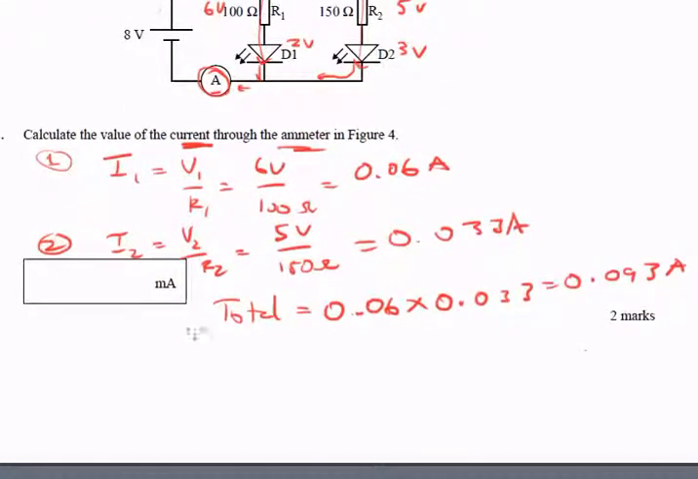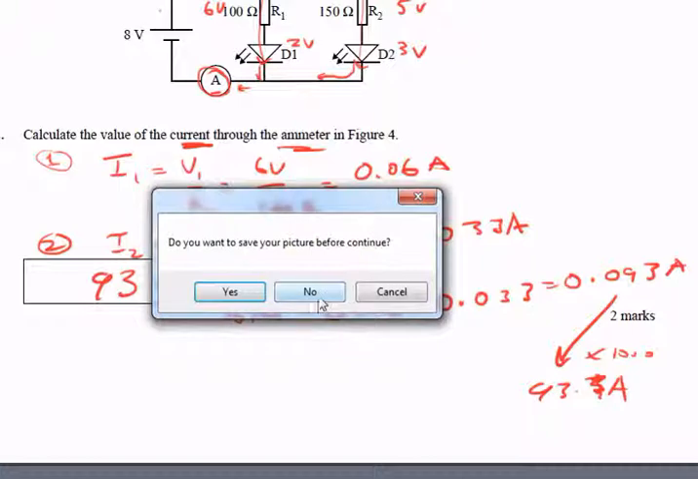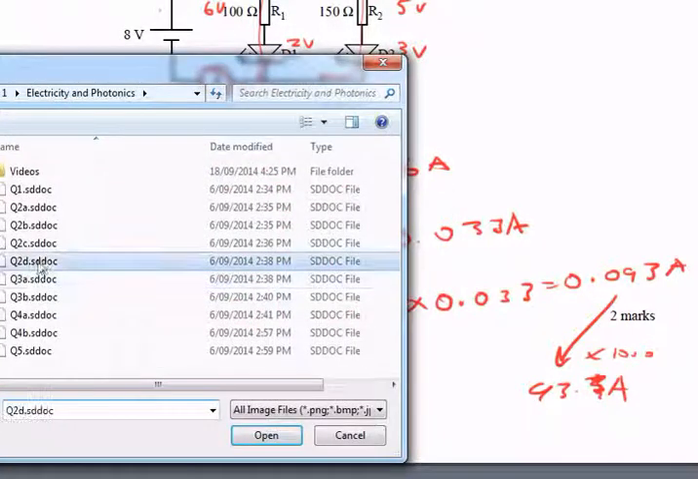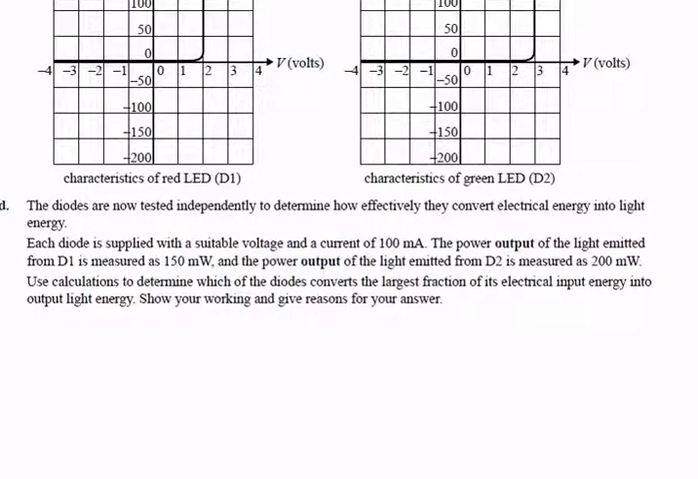And it's asked for it in milliamps, so this is what I did before. From amps to milliamps, you times by 1,000, which gives me 93.3. Well, you didn't have the 3 there. 93 milliamps. And last one in the series.